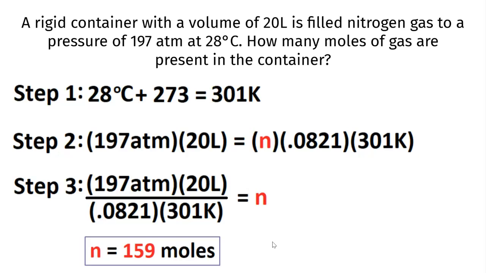We're going to solve for our X, or solve for the N, and we do that by moving the 0.0821 and the 301, and we do that by dividing. So what we're going to plug into our calculator to get our X, or to get our N, is 197 times 20 divided by 0.0821 divided by 301, and that gives us our N, which is equal to 159 moles.